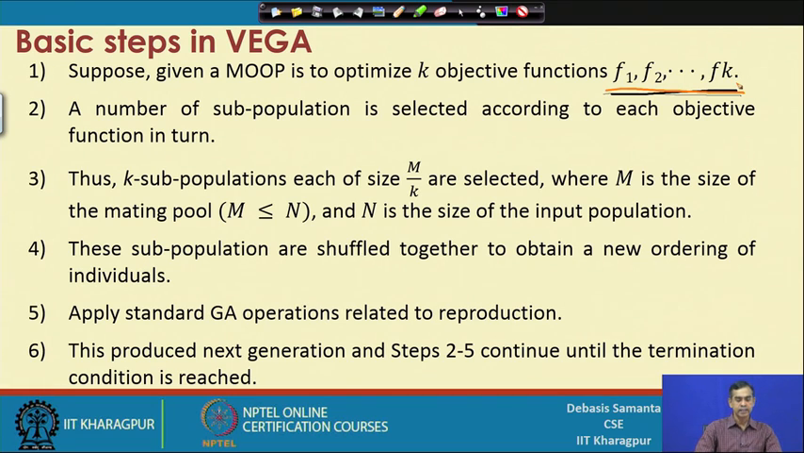Now, the next step is that we have to select a number of subpopulations, a subpopulation meaning a subset of the population, and this subset is selected according to each objective function in succession. Therefore, if there are k objective functions, we have to select k subpopulations. The size of each subpopulation is m by k, where m denotes the size of the mating pool, and usually m is less than n, where n is the size of the population.